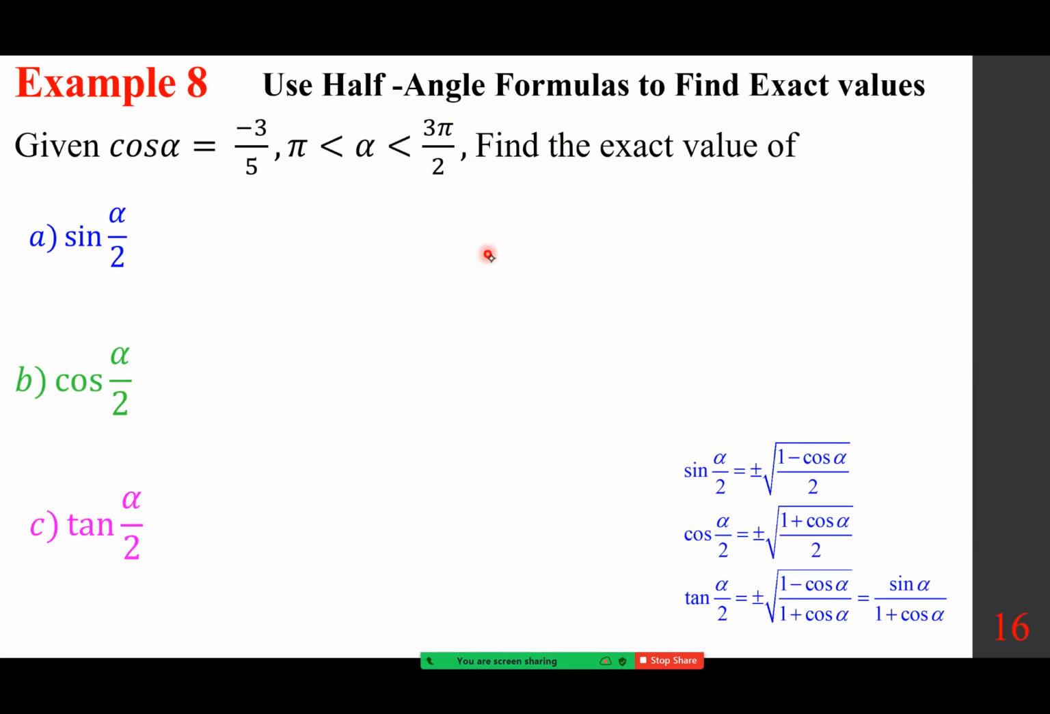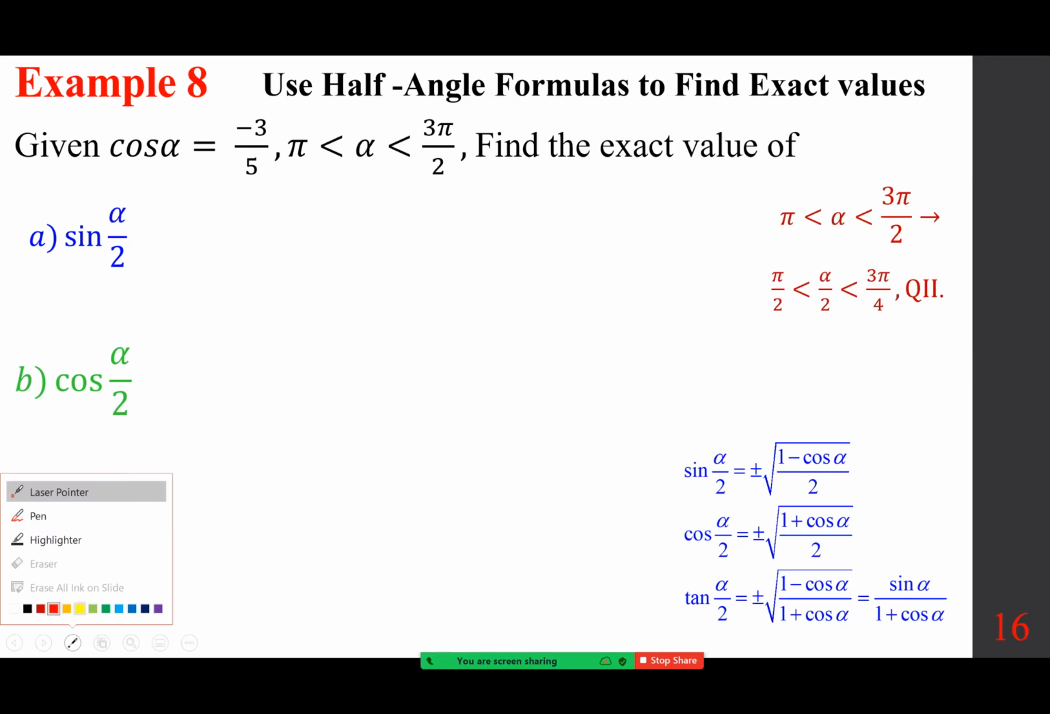That puts us in the second quadrant. So we divide both by 2. Why? Because we want alpha over 2. In quadrant 2, we know sine is positive. And in quadrant 2, we know cosine is negative.